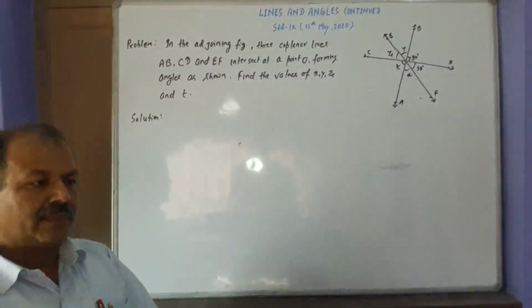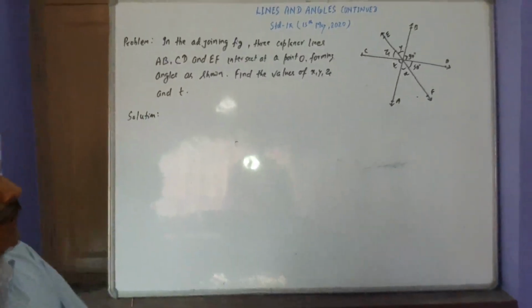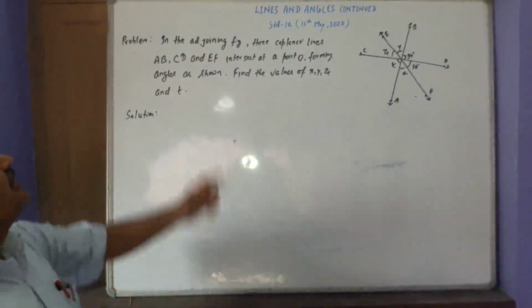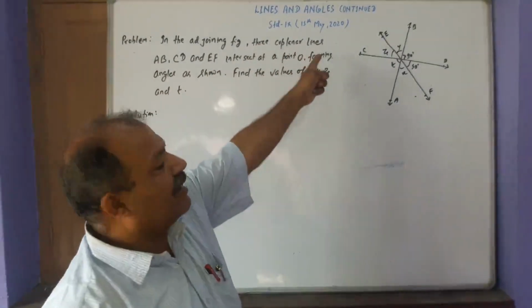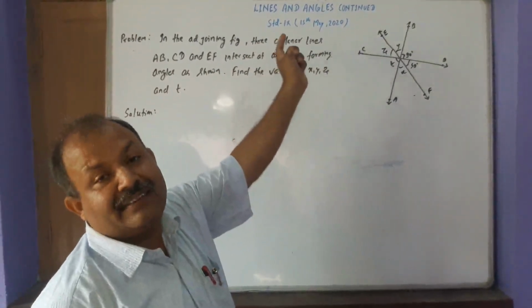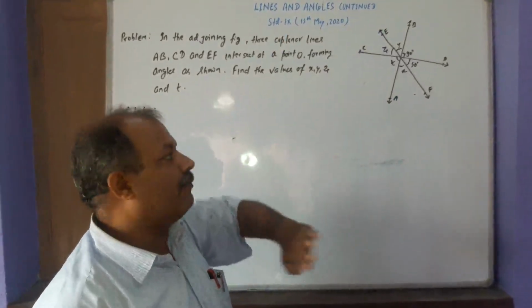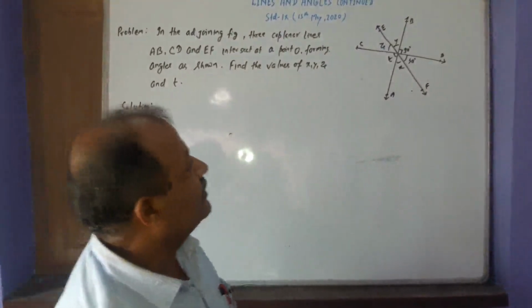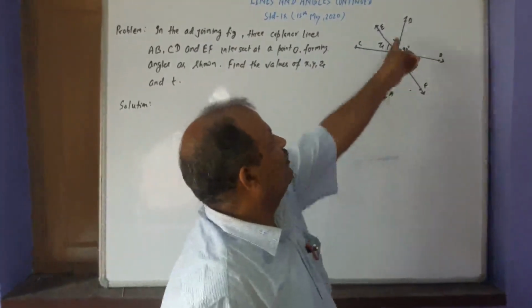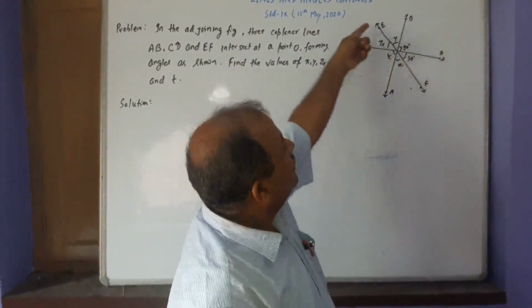Okay. Now we have to solve a problem. In the adjoining figure, three coplanar lines. What are coplanar lines? Those lines which are found to be in the same plane. These are the three coplanar lines AB, CD, EF.